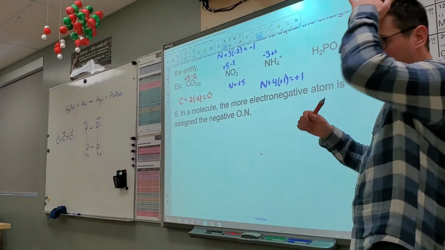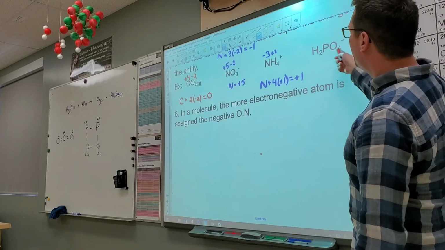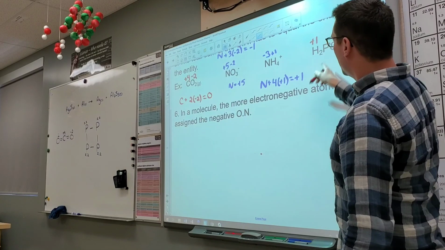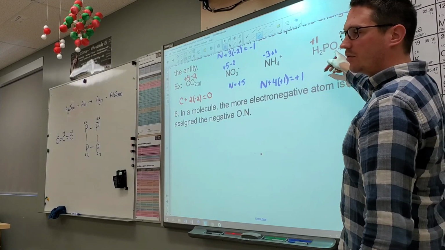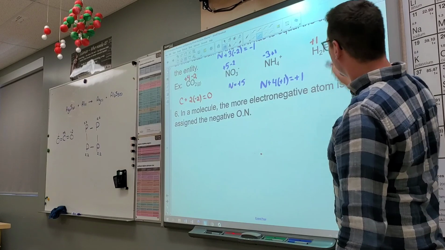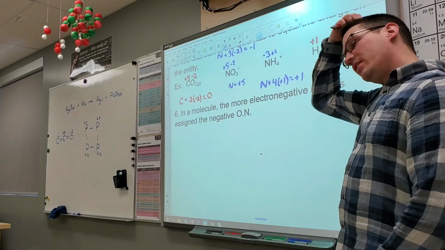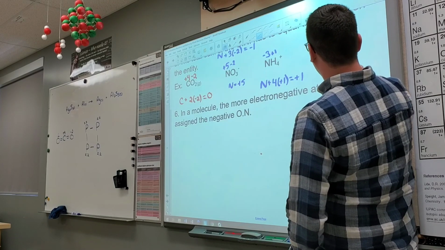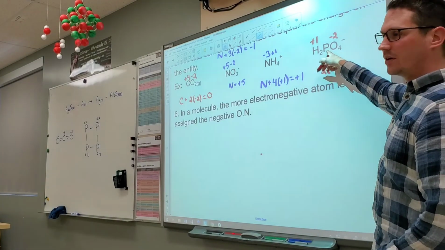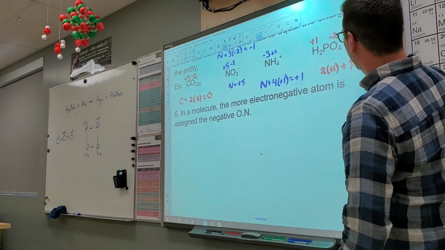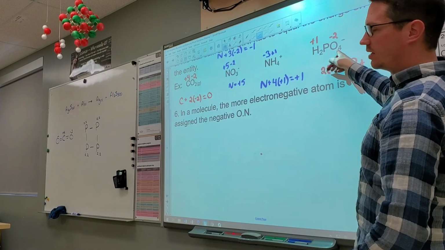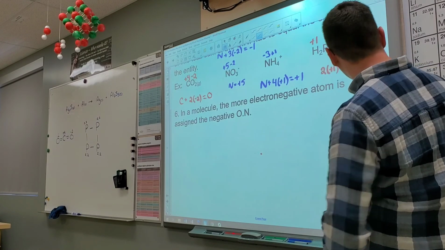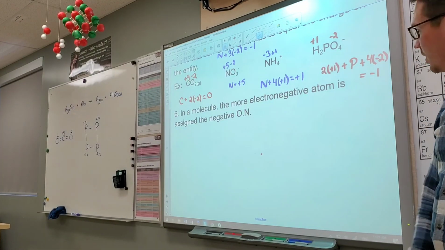Okay, now for a little bit of a tougher one. H2PO4. Do you have a rule about hydrogen? Yes, +1. Do we have a rule about phosphorus? No. Do we have a rule about oxygen? Yes, -2. So let's figure this out. Hydrogen is each 2 +1s. How many phosphoruses are here? 1. So +P. How many oxygens are here? So 4 -2s, and that has to equal -1.